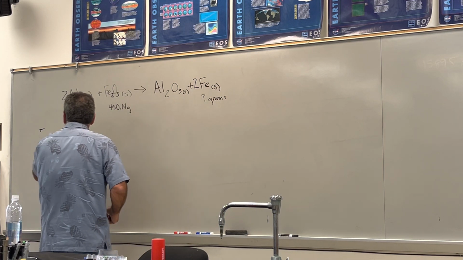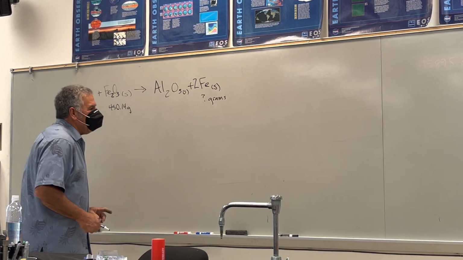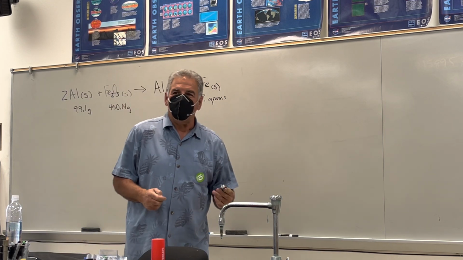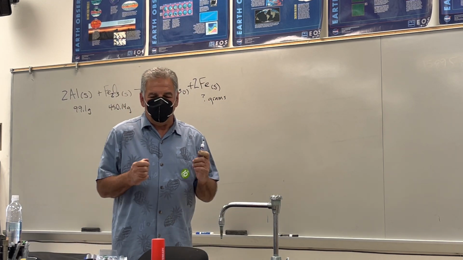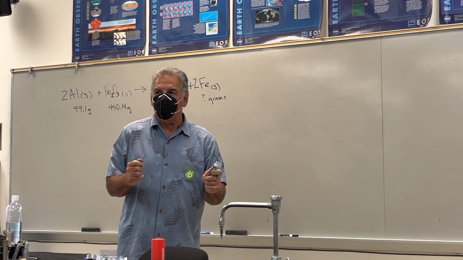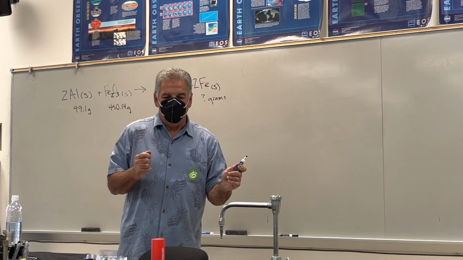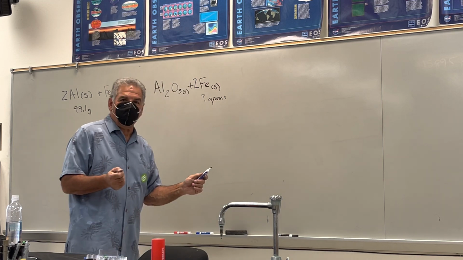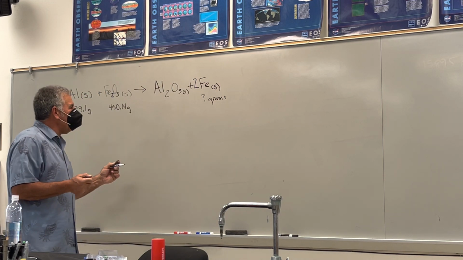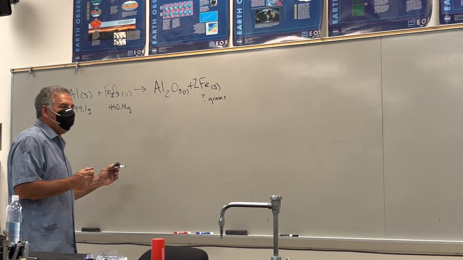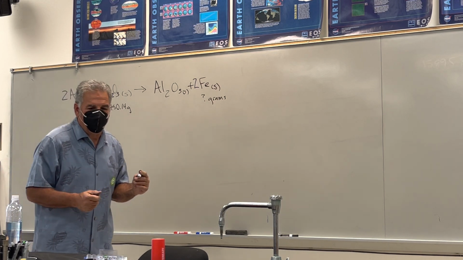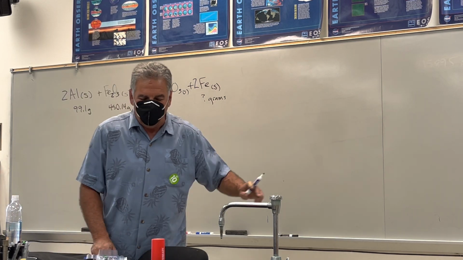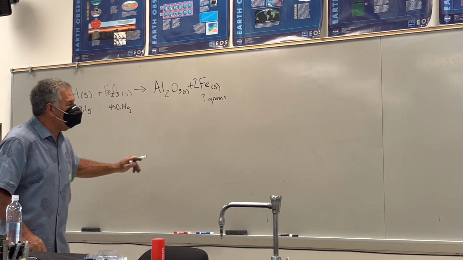We have our equation, we've read our equation, and now we're going to use grams to moles to determine the theoretical yield, right? We need to know both reactants and how much they make in terms of what we are looking to solve for: how much iron?